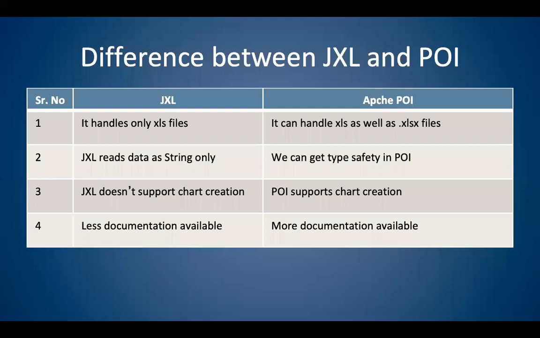where I have written the code for JXL as well as Apache POI to read the data. Obviously, if you want to write data into Excel files, then I have given the example in the JXL document also. I have shared a PDF document with you on the group. In that document, I have given the code to write data inside an XLS file. So this is all about JXL and Apache POI.